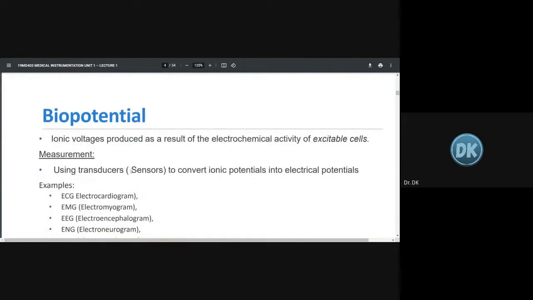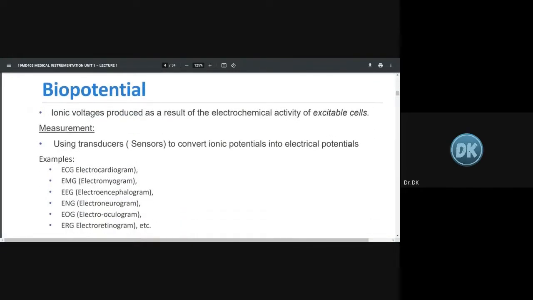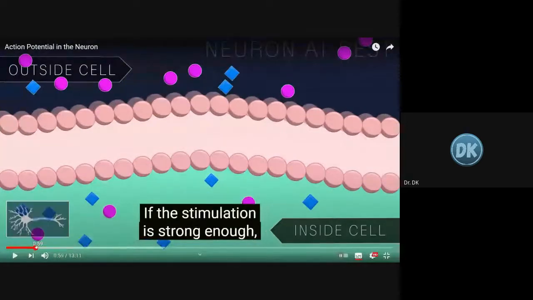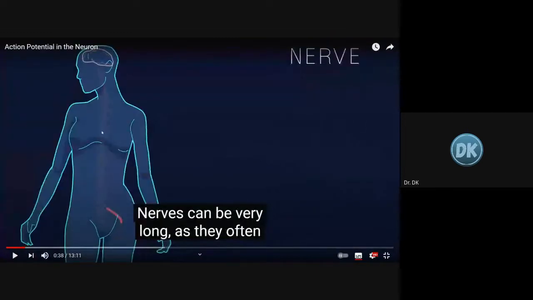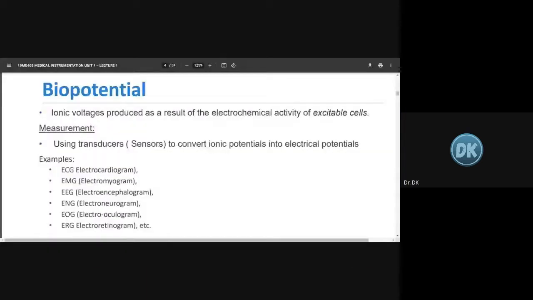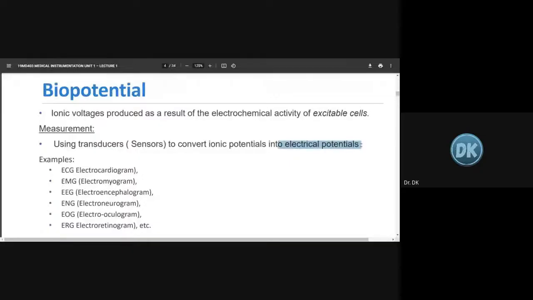So what is a biopotential? Ionic voltage is produced as a result of the electrochemical activity of the excitable cells. So whatever neuronal action is happening inside the body. The body is made of a lot of neurons, right? So whatever signals the neurons are transmitting will cause the biopotential. So how are we going to measure the biopotential? Using transducers or sensors to convert the ionic potentials to electrical potentials.